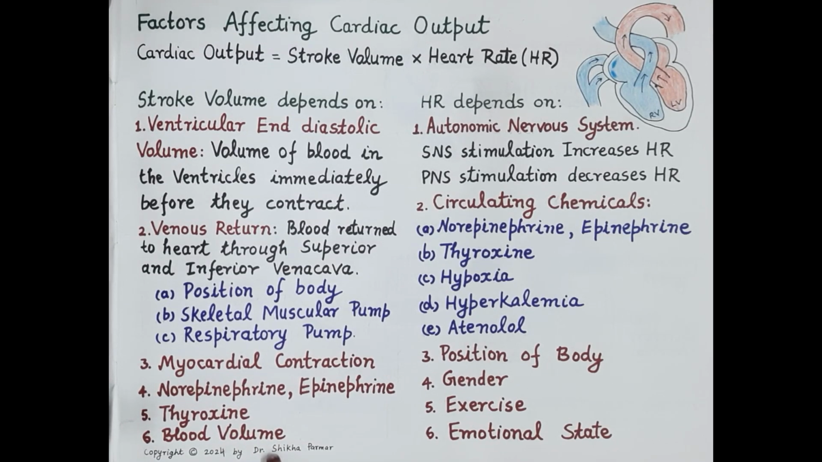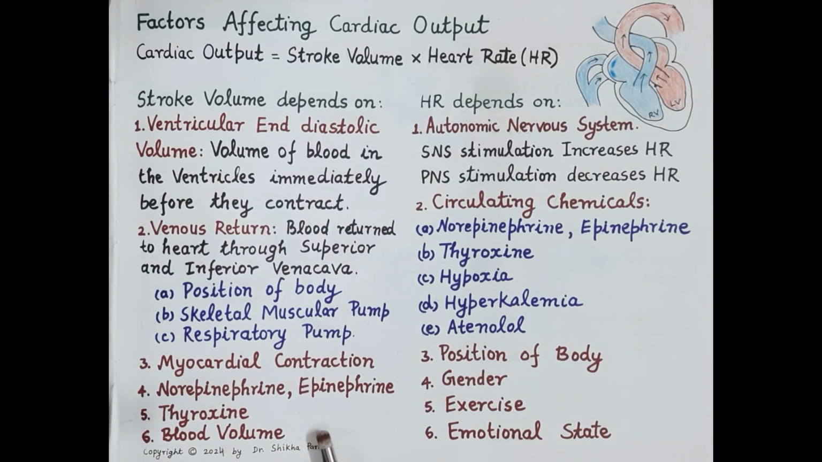Another important factor on which the stroke volume depends is the blood volume. Higher is the blood volume, more will be the stroke volume. Less is the blood volume, lower will be the stroke volume. Normally, the blood volume is kept constant by the kidneys. But sudden fall in the stroke volume, for example, can occur because of hemorrhage or any other reason.